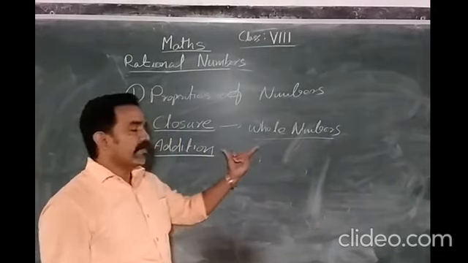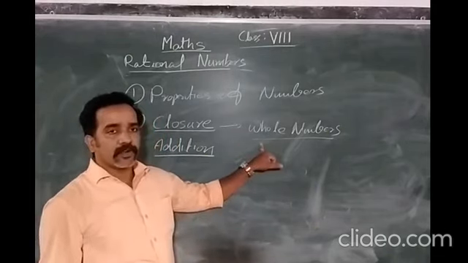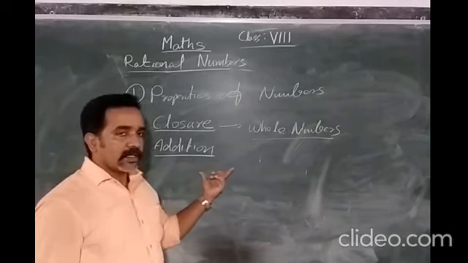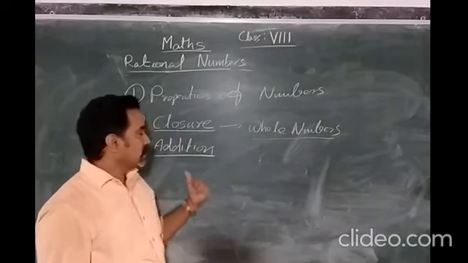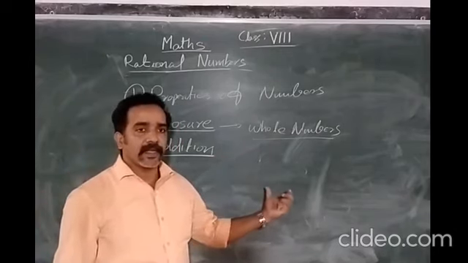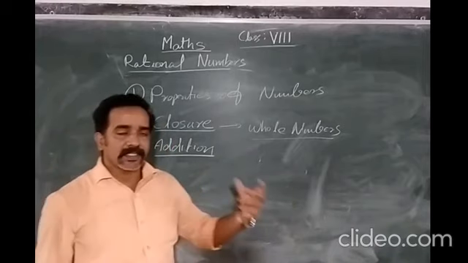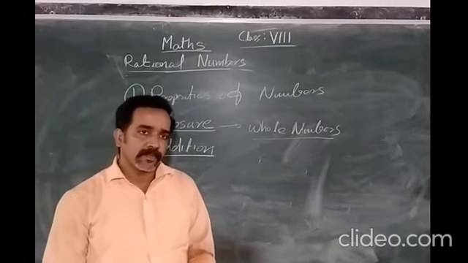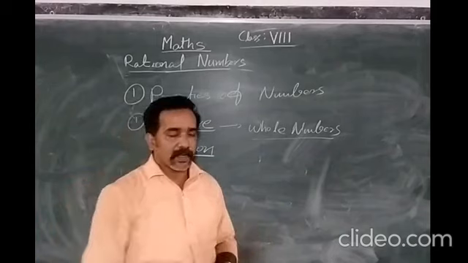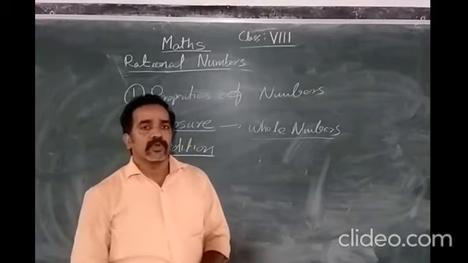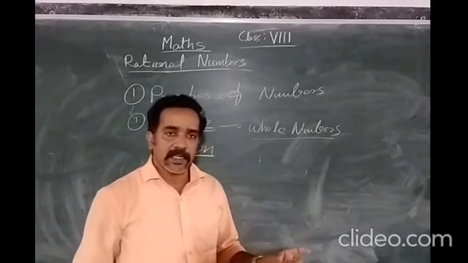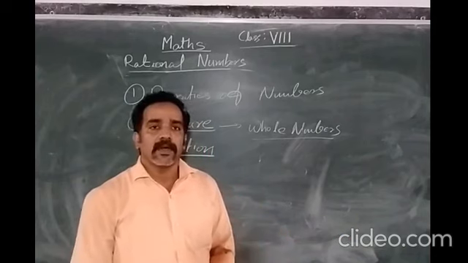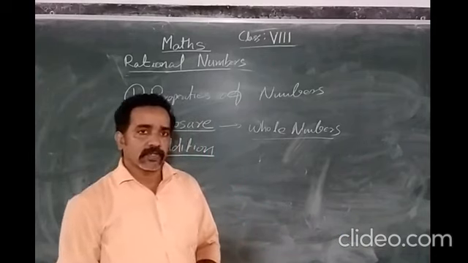If you check whether addition is closed in the set of whole numbers or not, how can you check? Closure property of addition means, if we add any two whole numbers, the result, the answer, is also a whole number. Is it clear? The sum will be a whole number. That property is called the closure property.